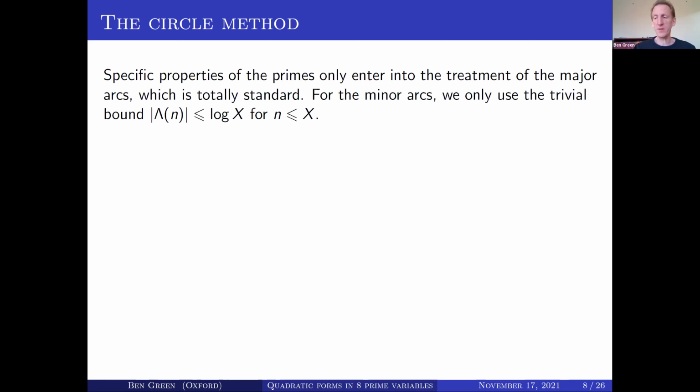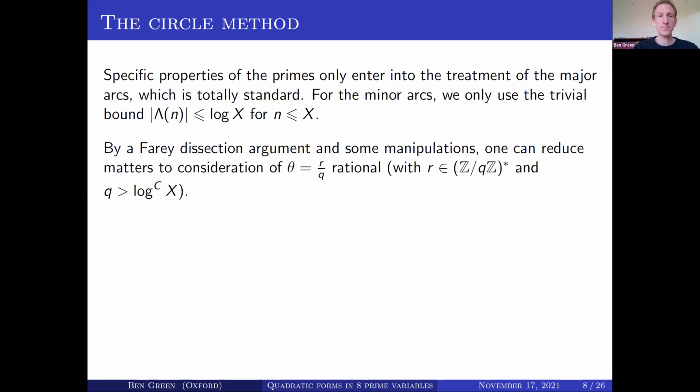So by the prime number theorem, the number of primes less than x is about x over log x, which translates to this bound on the von Mangoldt function. So the von Mangoldt function is bounded pointwise by log x. And then the prime number theorem is that the average value of the von Mangoldt function is 1. So all we need is this sort of pointwise bound and nothing else about the fact that we've got primes.